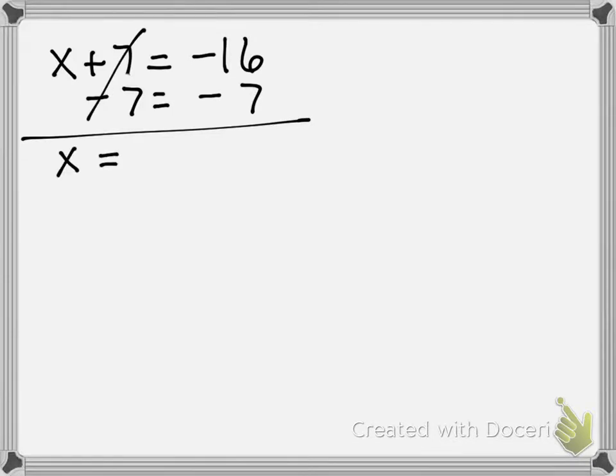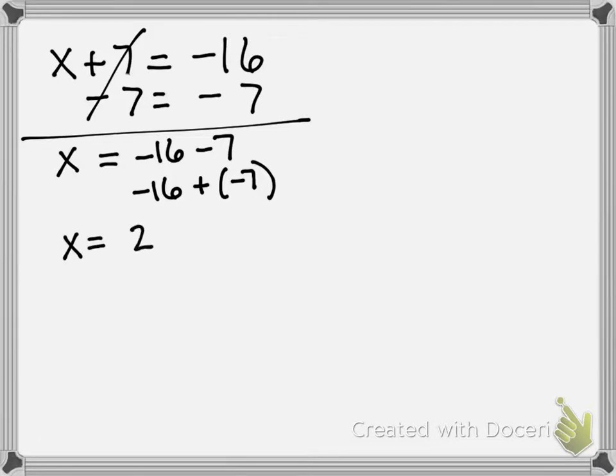The other side of the equation is negative 16 minus 7. But we don't subtract negative numbers, we add the inverse. The inverse of 7 would be negative 7. Okay, same signs add, that would be 23. They're both negative, so the answer should be negative. So we check our work.